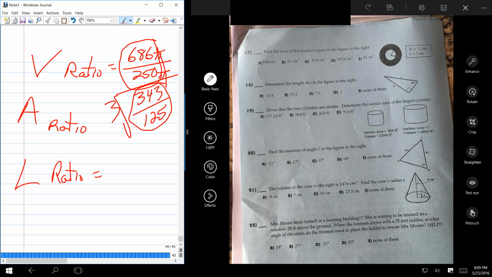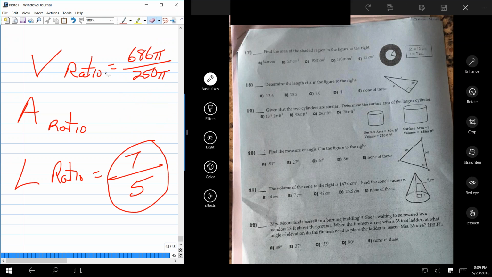I take the cube root of the top, which is, I believe, 7. 7 cubed is 343. And then 5 times 5 times 5, 5 cubed, so the cube root of the bottom is 5. So this is the linear ratio. Now, that's just the first step, because in order to find the area ratio, the easiest way is to find the linear ratio. What's the area ratio? Then the area ratio would be 49 over 25.